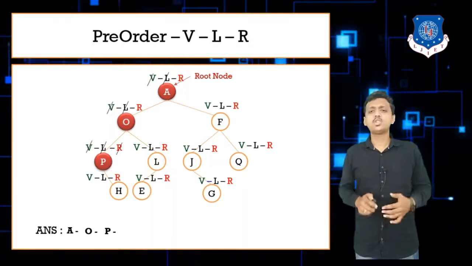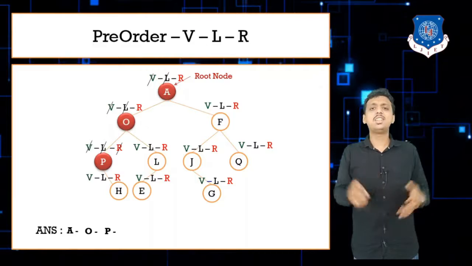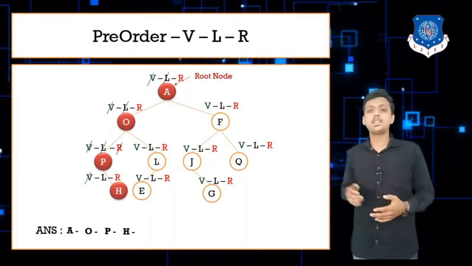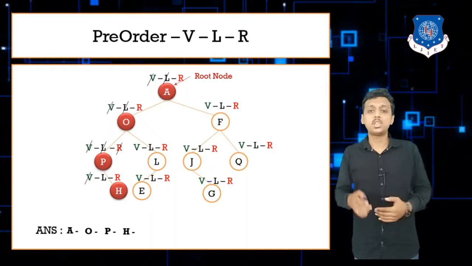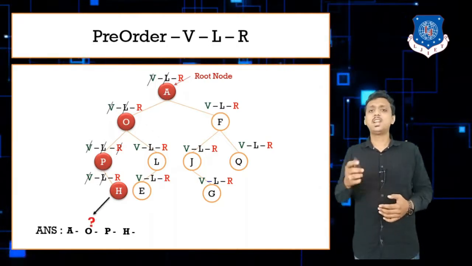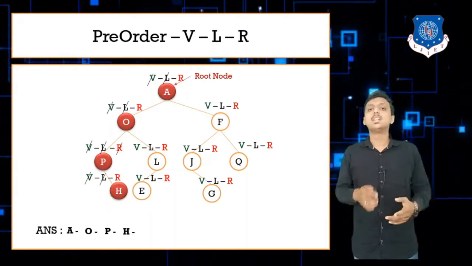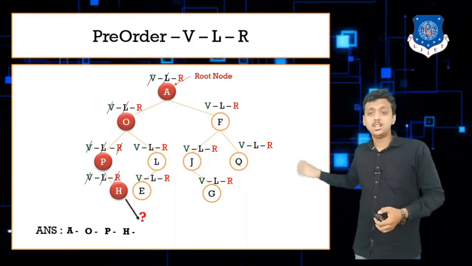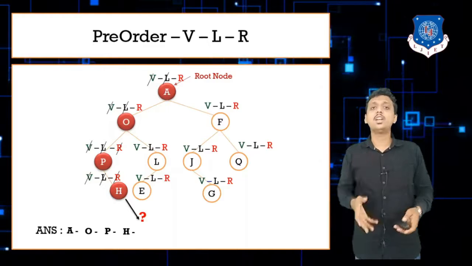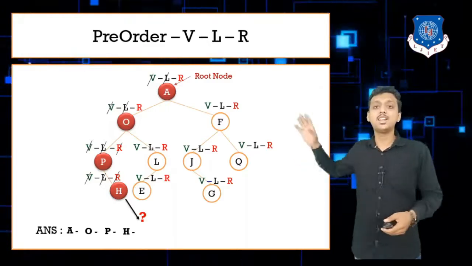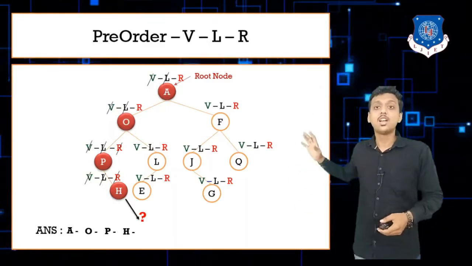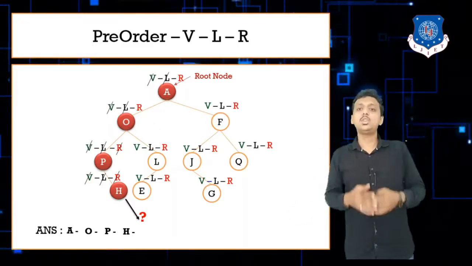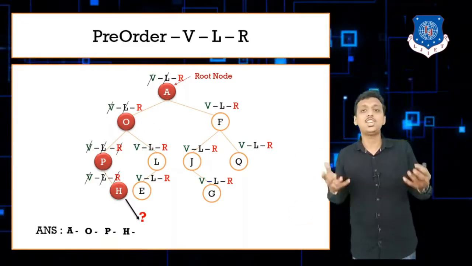So the very first operation that I need to perform is visit H. I'm just visiting H and putting it into the answer bucket, and then moving forward to the next operation, that is L. Is there any node on the left side of H? No. Is there any node on the right side of H? No. Students, the left and right side of H are already empty because it's a leaf node. We all know that a leaf node is a node that does not contain any child node.